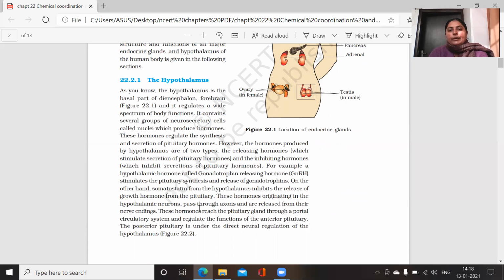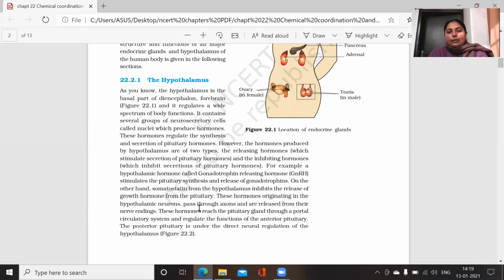These neurosecretory cells are known as nuclei, and these nuclei produce hormones. These hormones regulate the synthesis as well as secretion of the pituitary hormones. The hormones produced by the hypothalamus are of two types. These may be releasing hormones, which stimulate secretion of pituitary hormones, or inhibiting hormones, which inhibit secretion of the pituitary hormones.